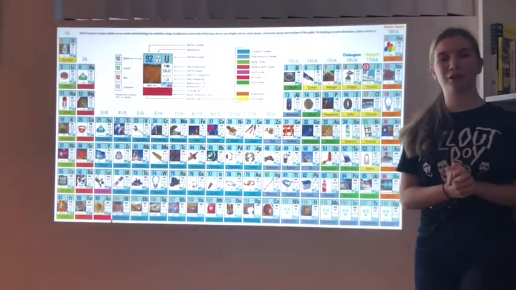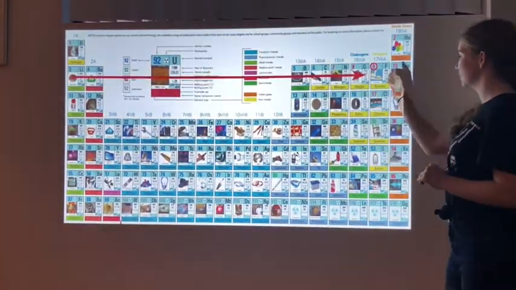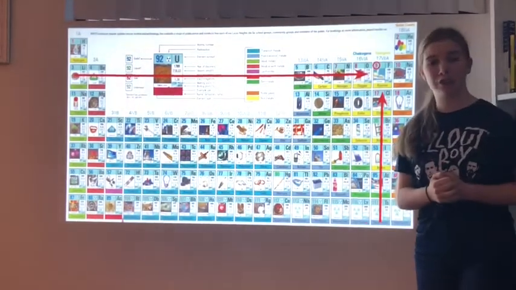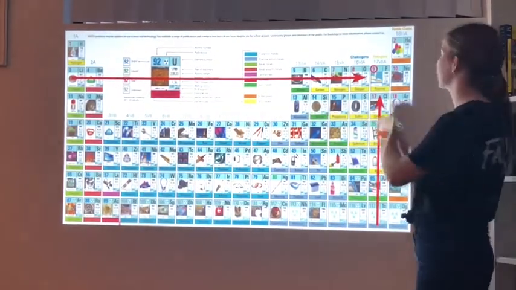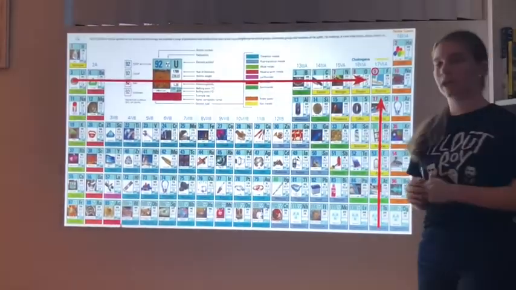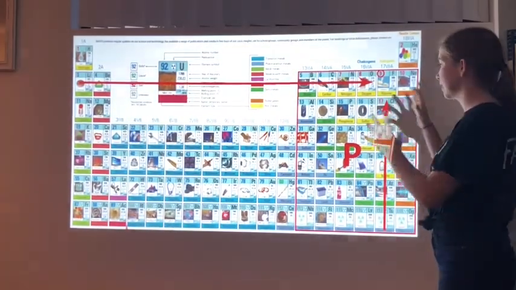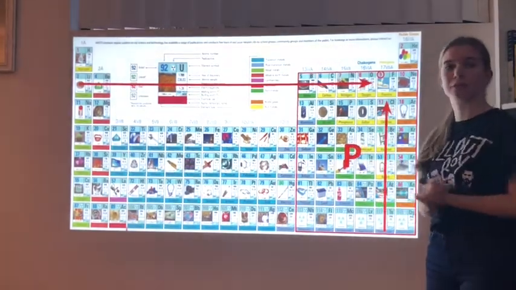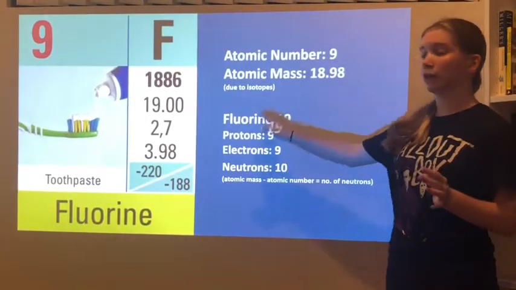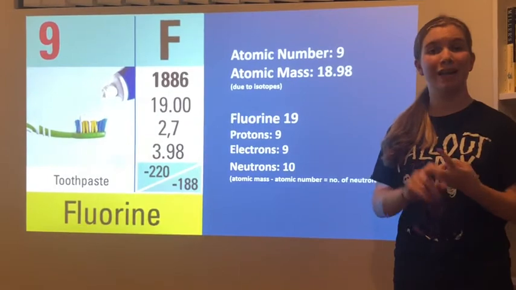Fluorine is the ninth element in the periodic table, located in period 2, group 7. It's classified as a halogen because it's one electron short of having a complete outer shell. It's also located within the P block of the periodic table, as its electron configuration ends in the subshell P. Today we'll be focusing on fluorine-19, which is fluorine's only naturally occurring and stable isotope.